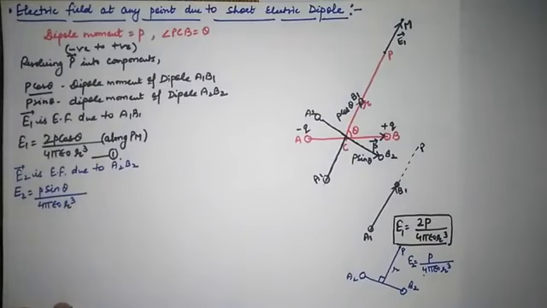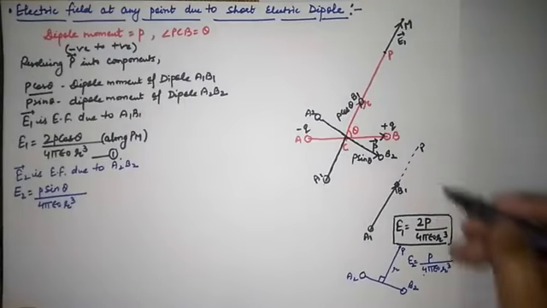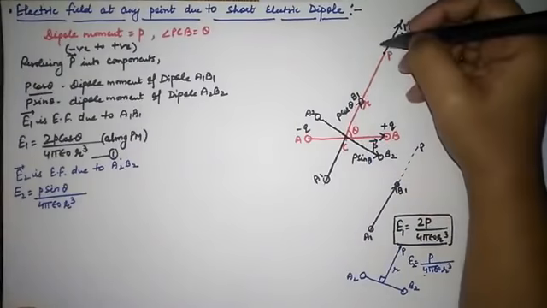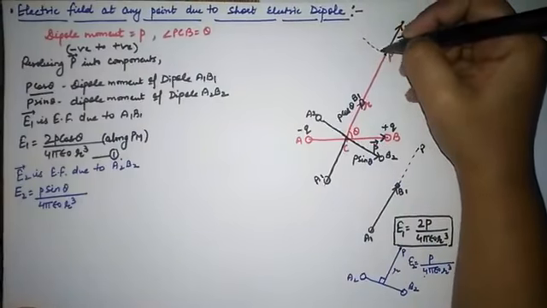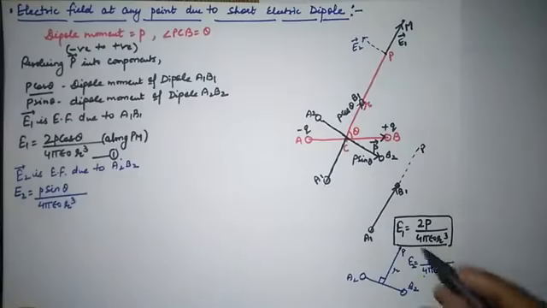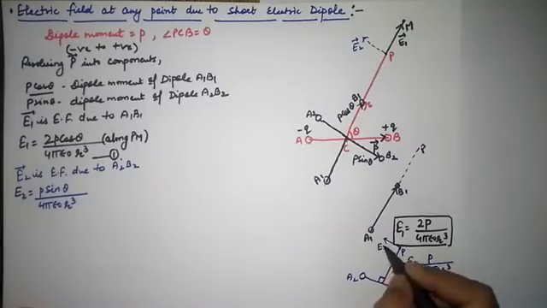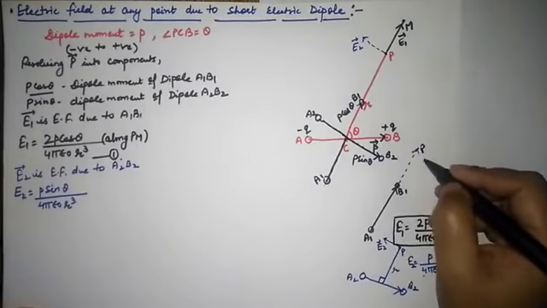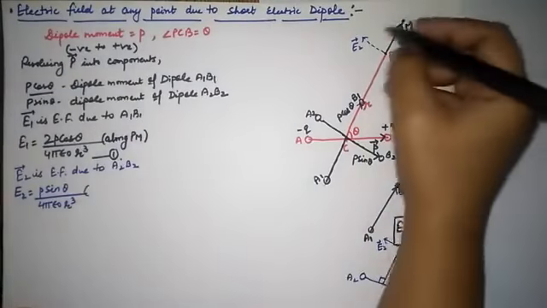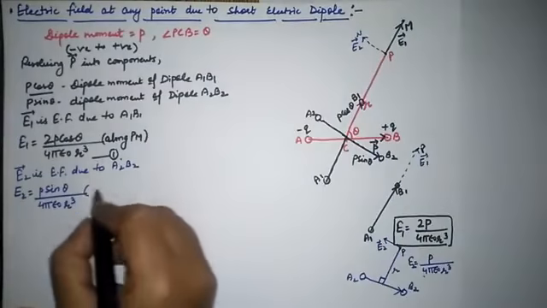And what is its direction? We know that in the case of electric field on the equatorial line of a dipole, the direction of electric field is anti-parallel to the dipole moment. So this is the direction of dipole moment, and this is the direction of E2, anti-parallel. And for the axial line, it is the same as that of the dipole moment. So suppose this point is N. It is along PN.